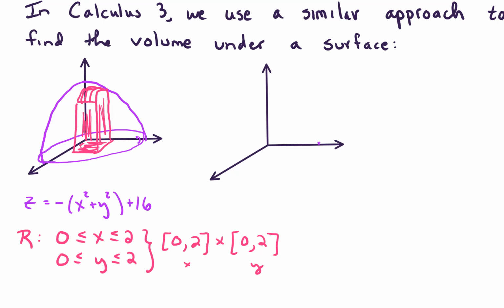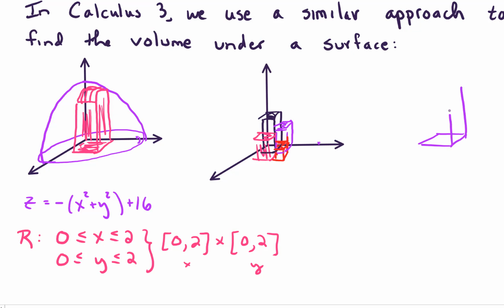The strategy that we're going to use is very much like what we did back in Calculus 1. We're going to discretize our space. We'll make very tiny little rectangular prisms. We'll have a bunch of different rectangular prisms. An individual rectangular prism will have this rectangular base, and up we go. We'll have to figure out some height.